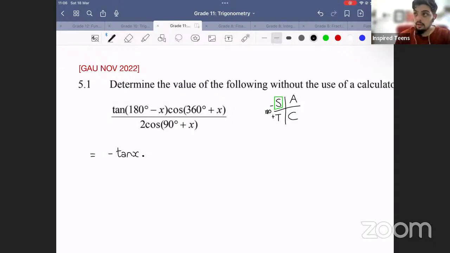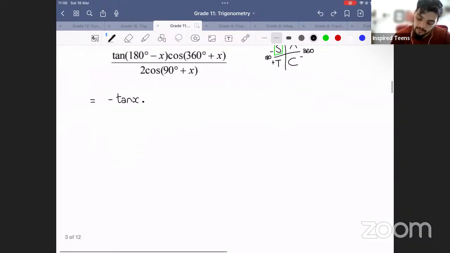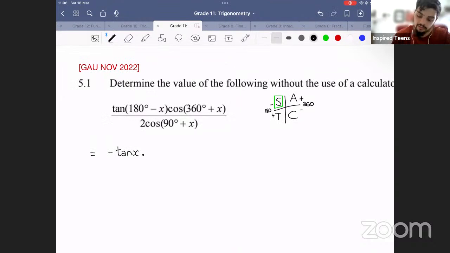times cos(360 plus x). Now remember, 360 plus is in which quadrant? 360 is here, before it is minus, after it is plus. So 360 plus is actually in the first quadrant. Oh, we forgot to do one thing, but we'll do it later. In the first quadrant, all are positive. So since all are positive, cos is also positive, so it simplifies to positive cos x.